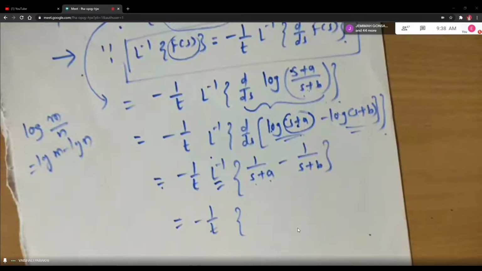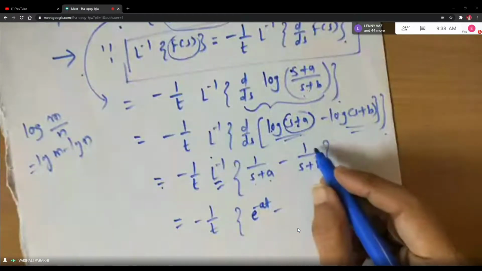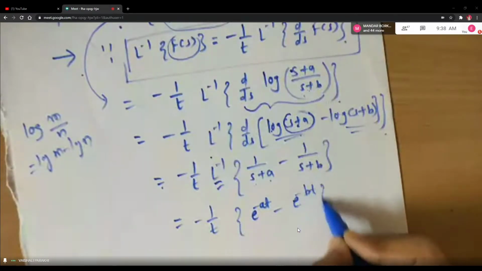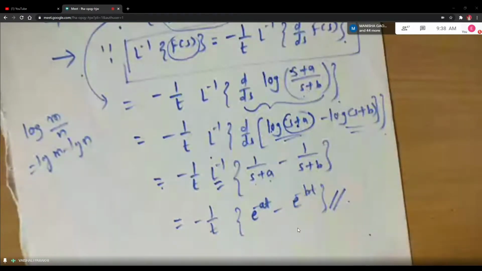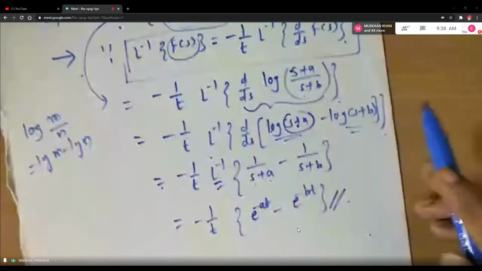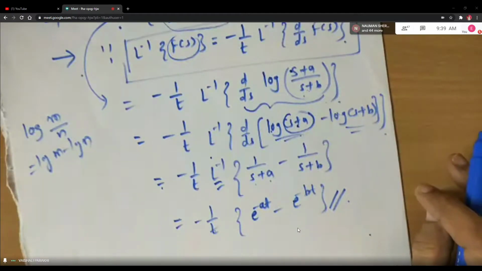E raised to minus at. And L inverse of 1 upon s plus b is e raised to minus bt. Is it? And that's all. That is your answer. Nothing else is to be done. This minus 1 by t will remain in the answer, outside. So whenever you observe the log function, always remember this formula to use.